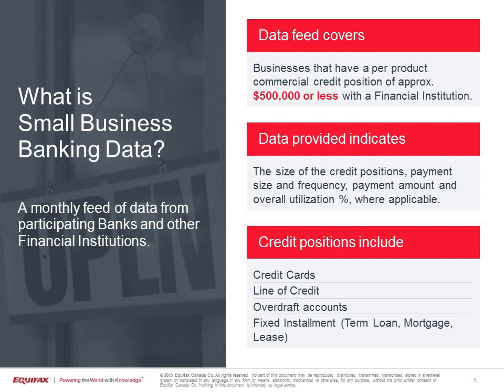On a monthly basis, these financial institutions provide their small business book of business, their portfolio, through to Equifax for inclusion into our business credit reports. These data feeds include any business that has a per-product commercial credit position with a financial institution of less than $500,000.